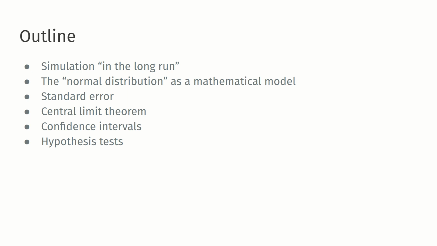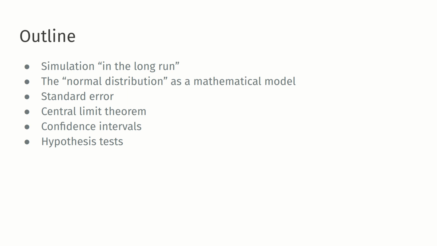But when we are able to use the normal distribution as a mathematical model for a sampling distribution, that means we can use it to do the two things that we've been doing so far in inferential statistics. We can use it to construct a confidence interval, and we can use it to conduct a test of a null hypothesis. So all of those things are on the docket for today.